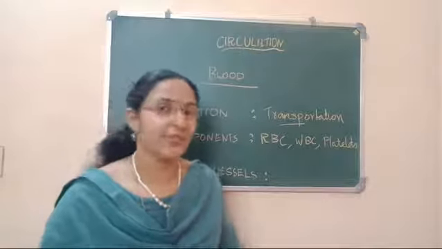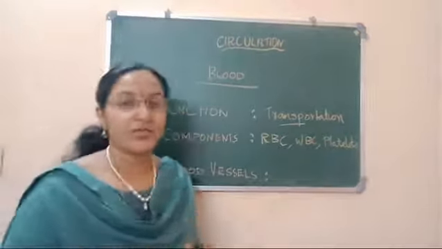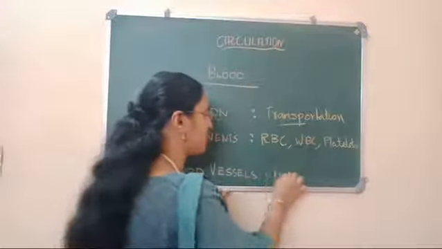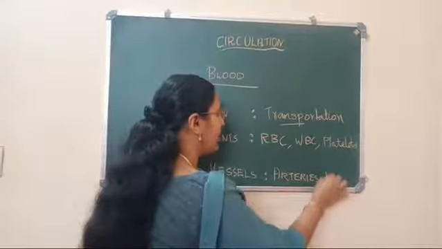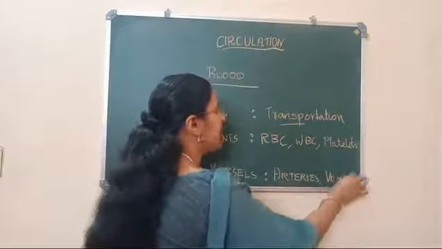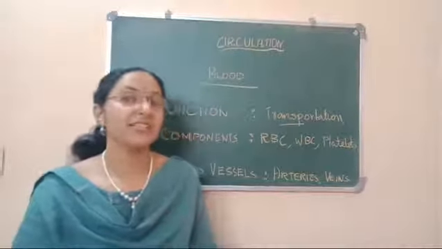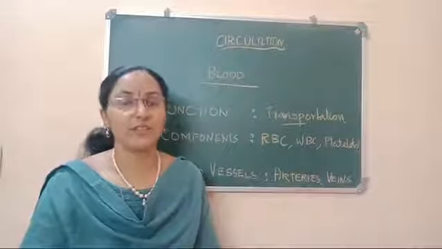The next thing we are going to study is blood vessels. Blood vessels consist of arteries, first one is arteries, then veins, then one more, the capillaries. So first we can learn about arteries, the main blood vessel.